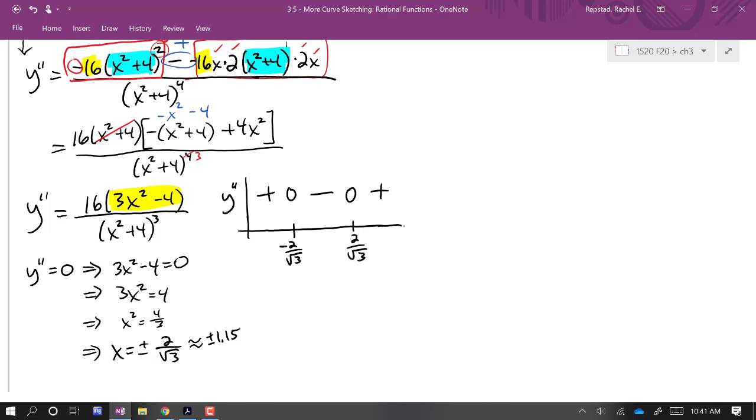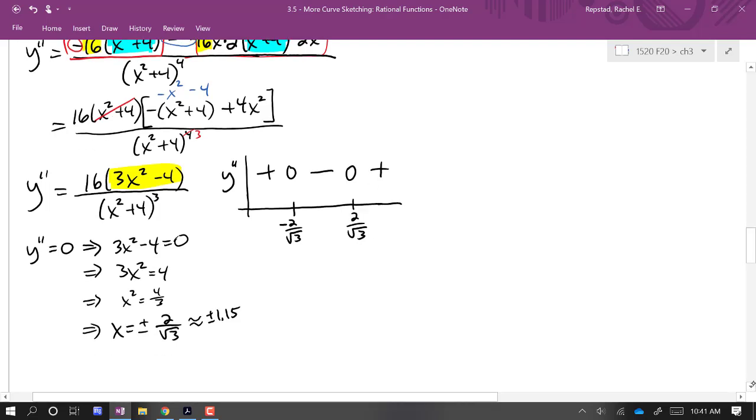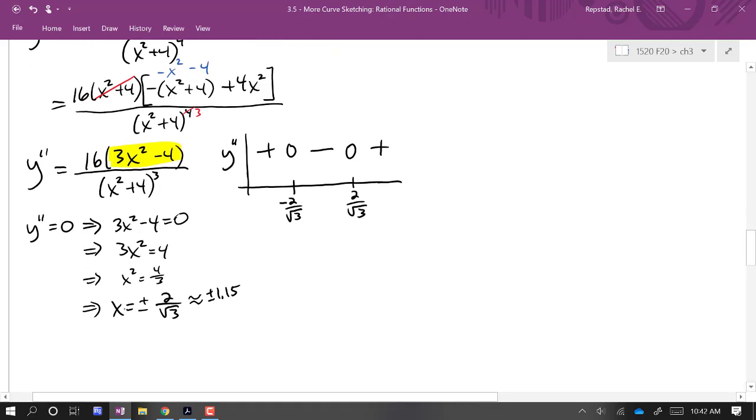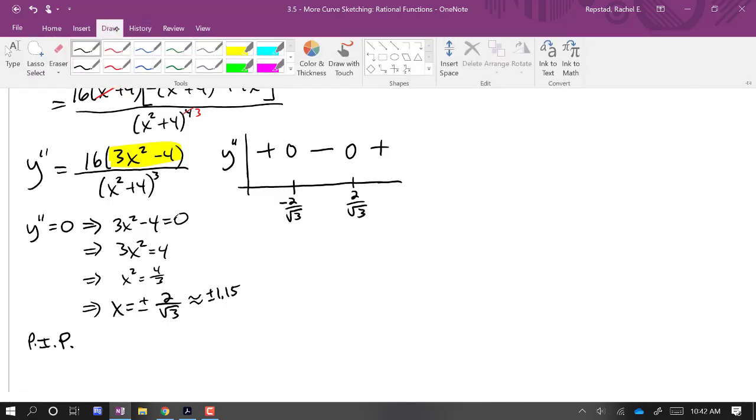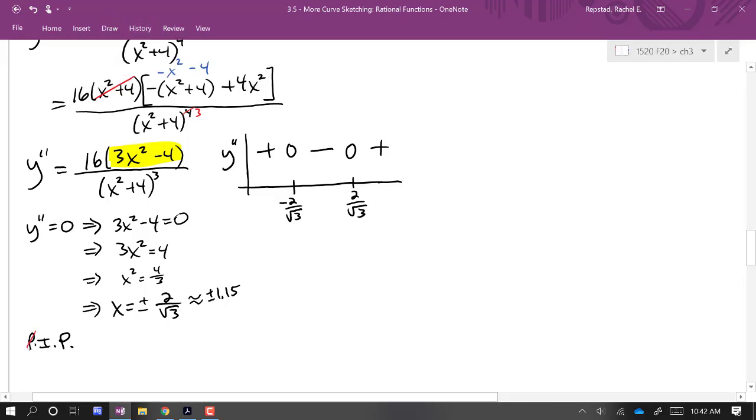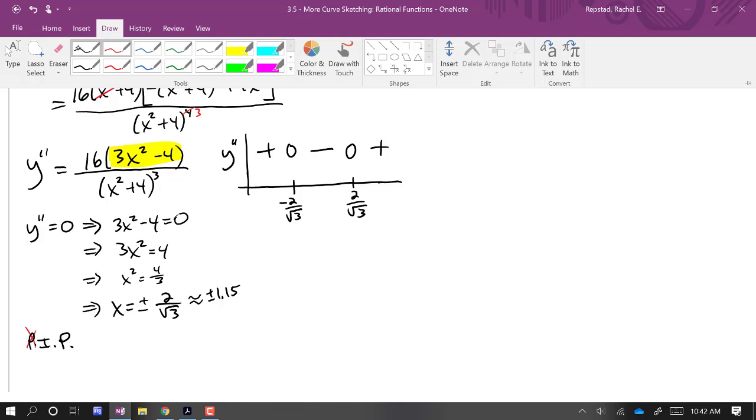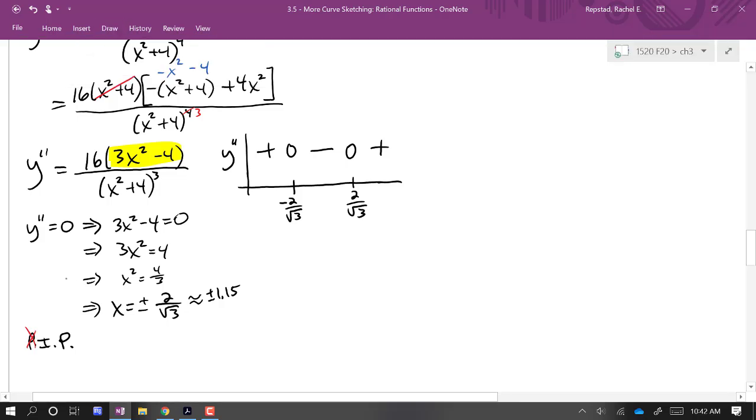So I'm going to go ahead and find the y coordinates for these values. You know, the places where the second derivative is 0, those are possible inflection points. I think we can conclude just looking at the sign chart that those are actual inflection points. So I'm going to cross that out, and I'm going to just find the y coordinates.